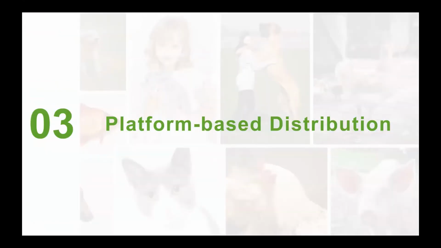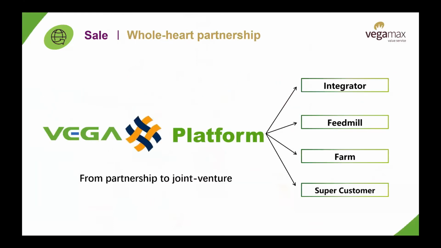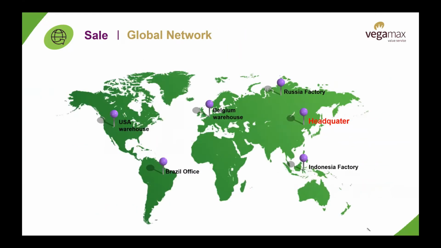And the third is platform distribution. Our concept is to be a one-stop solution for our customers. We can supply nutrition, function, treatment, and premix raw material products to meet all customer demands. In this way, we have the ability to reach different kinds of customers, from integrators to feed mill farms and international super customers. We now have headquarters in Zhejiang province and factories in Russia and Indonesia. We have warehouses in the USA and Belgium. And we now also have a branch office in Brazil.